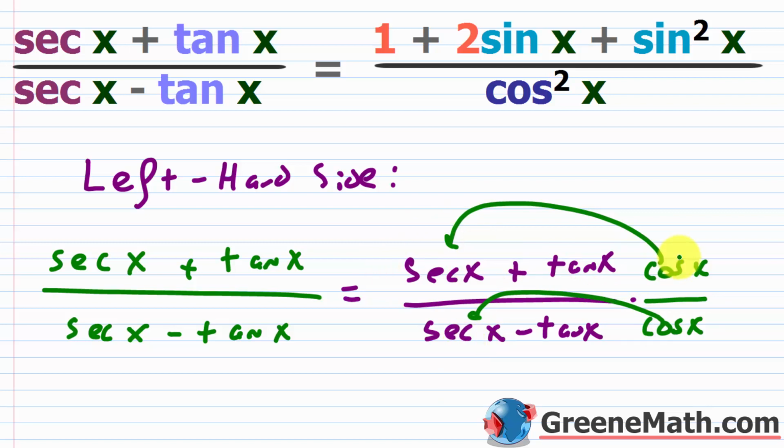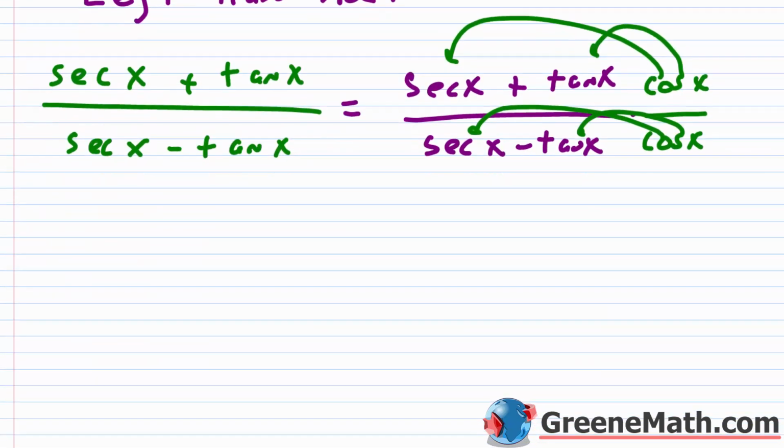Another benefit is when I distribute this here and this here, think about the fact that the tangent of x is the sine of x over the cosine of x. So the cosine of x is going to cancel in each case. So I'm going to end up with 1 plus the sine of x and 1 minus the sine of x. So that's pretty simple, okay? So that's how I'm choosing to do this. Again, you could arrive at this a different way.